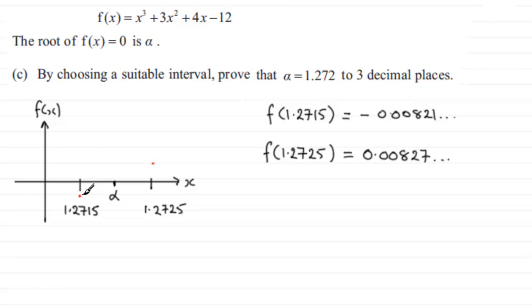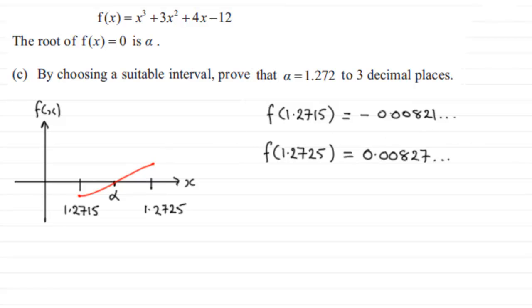So the curve must have gone through here, crossed over here, to there. That's assuming, as I say, that the curve is continuous, which it is, that there are no breaks in that curve.